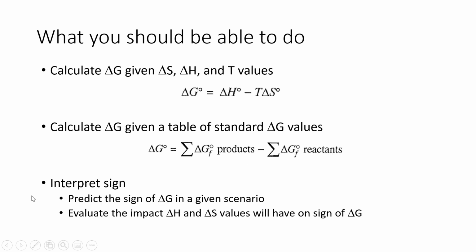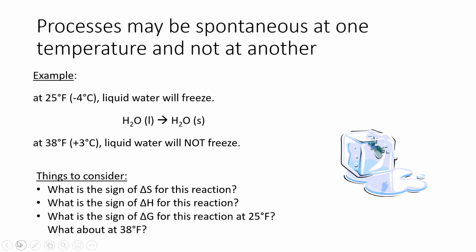And then we want to be able to interpret signs. So predict the sign of delta G in a given scenario and evaluate the impact of delta H and delta S values, what impact they will have on the sign of delta G, and therefore the favorability of the reaction. So we're going to start out by focusing on sign.